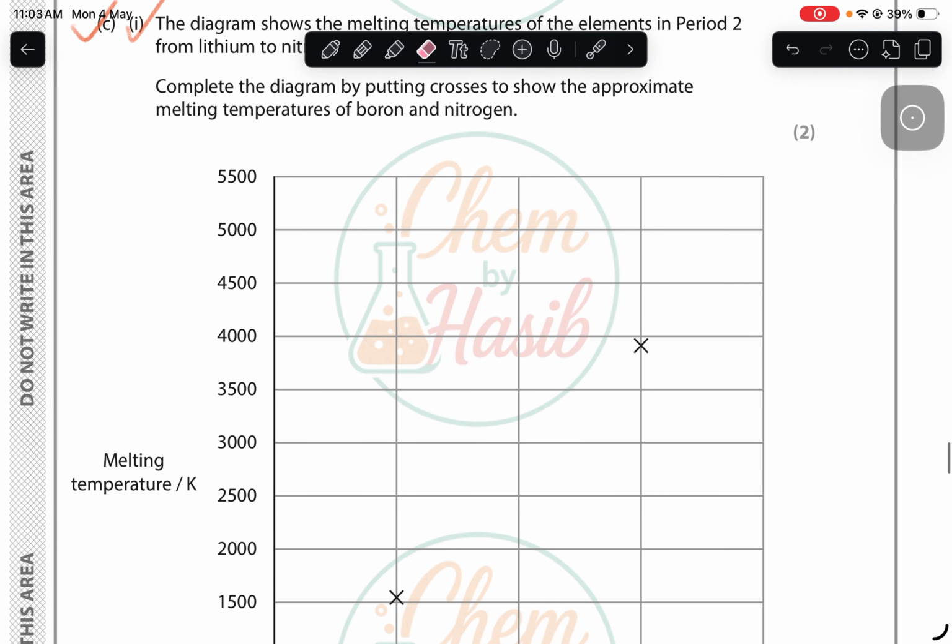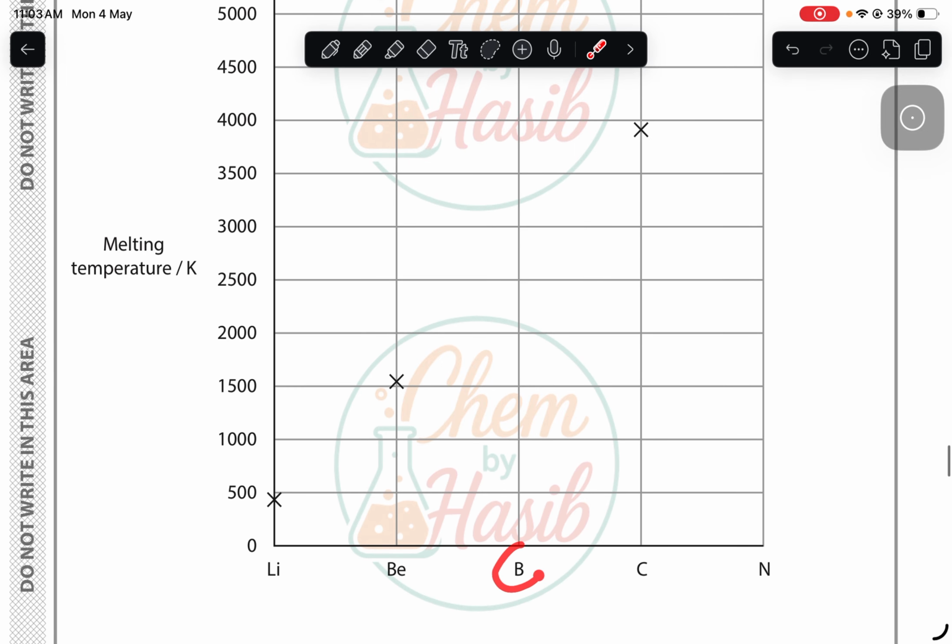We have to put crosses to show the approximate melting temperatures of both boron and nitrogen, right? Now, if you look at boron, boron must have a melting temperature between beryllium and carbon, because in this period number 2, we studied in the class already, the highest melting temperature is actually of carbon. As we move along the period till carbon, the melting temperature increases, right?